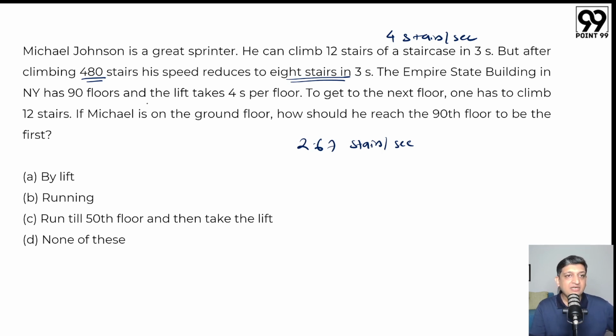The Empire State Building in New York has 90 floors and the lift takes 4 seconds per floor. So 4 seconds per floor is what we're talking about. To get to the next floor, one has to climb 12 stairs, right?